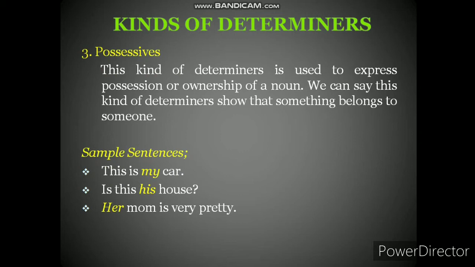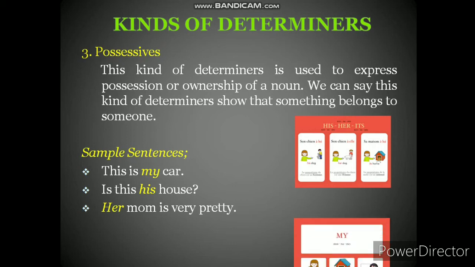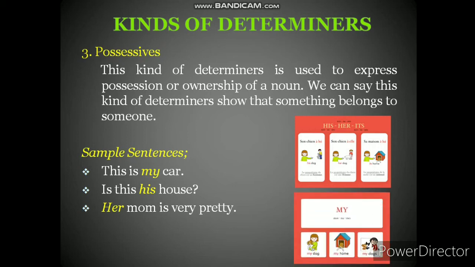Now next is possessives. This type of determiner is used to express possession or ownership of a noun. Possessive determiners are different from possessive pronouns because possessive pronouns can be independent or can stand alone. Some examples of possessive determiners are my, his, our, their, and her. Now let's see some of the sample sentences.